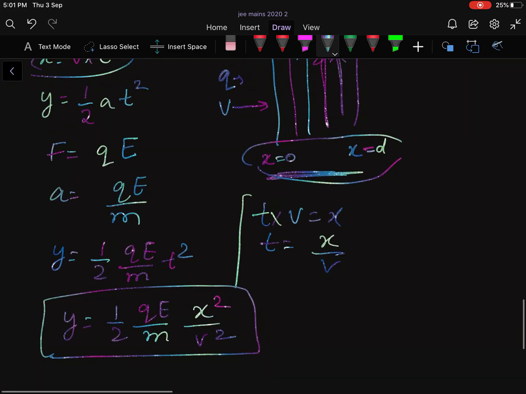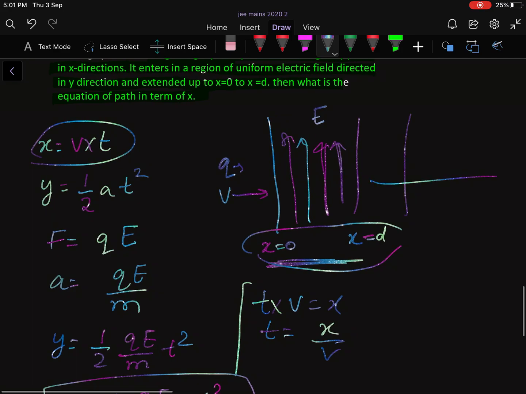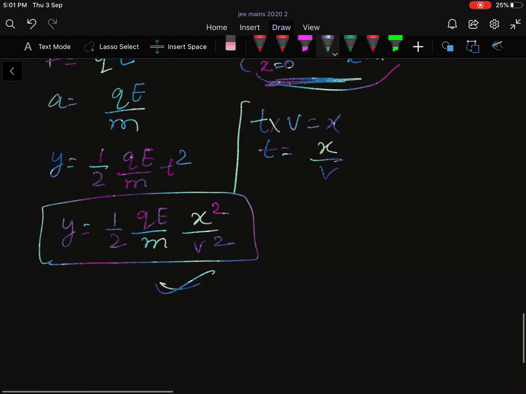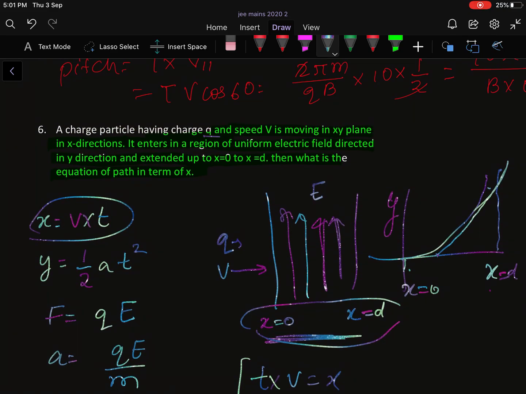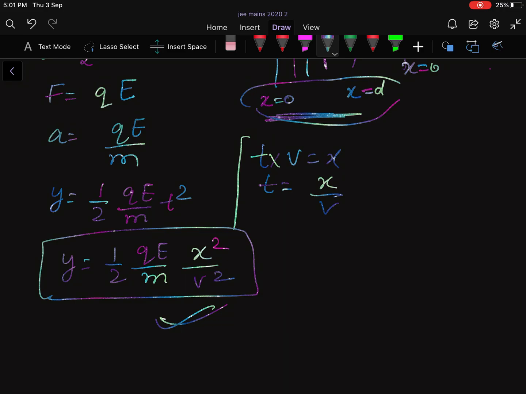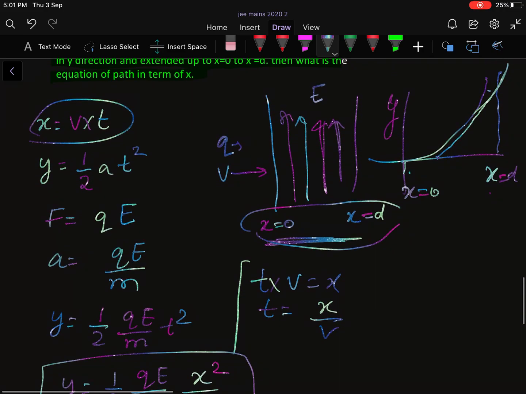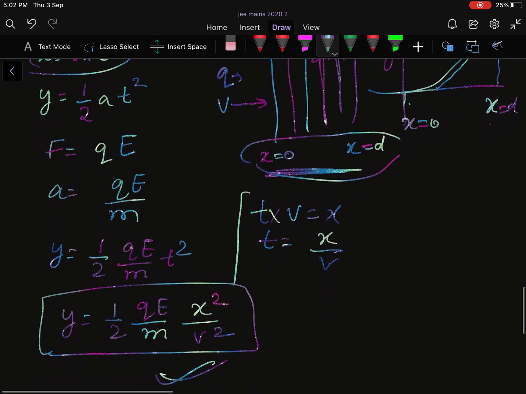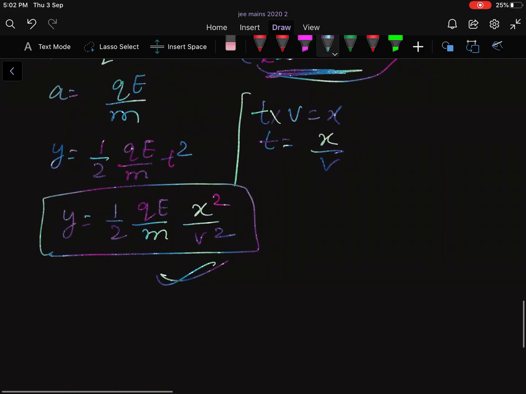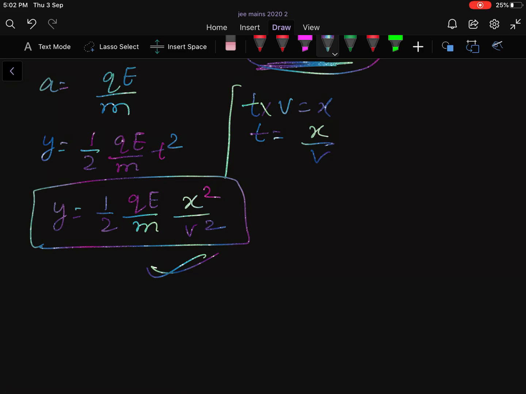It means y and x are correlated, so this becomes the equation of the trajectory, and the trajectory will look like this. This is the y axis, this is the x axis, and from x equals 0 till x equals d, it will be increasing, using this formula. Here everything is known: q, v, and the mass is also given as m, and you have to calculate it. It was a memory-based question, so the question is not that clear. The mass is given, everything is given, but what to find and what the options are is not clear.